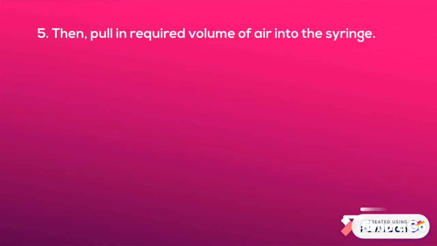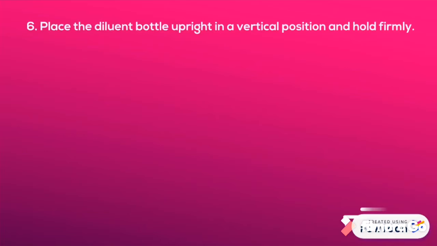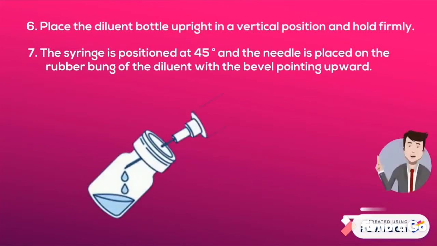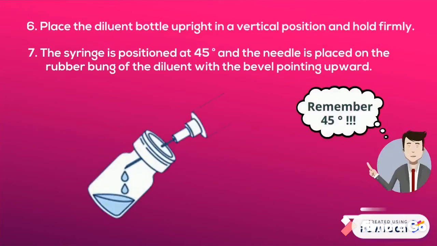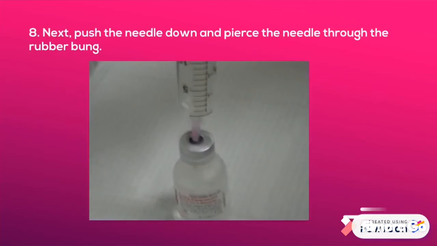Then, pull in required volume of air into the syringe. Place the diluent bottle upright in a vertical position and hold firmly. The syringe is positioned at 45 degrees and the needle is placed on the rubber band of the diluent with the bevel pointing upward. Next, push the needle down and pierce the needle through the rubber band.